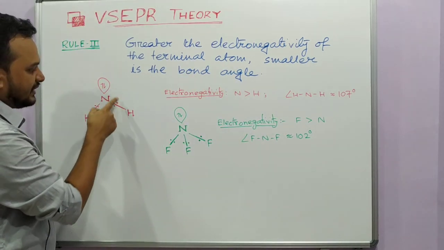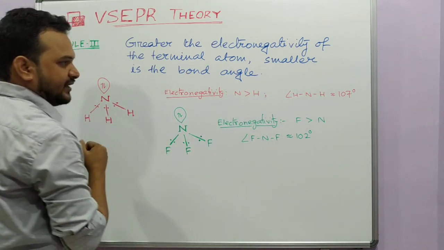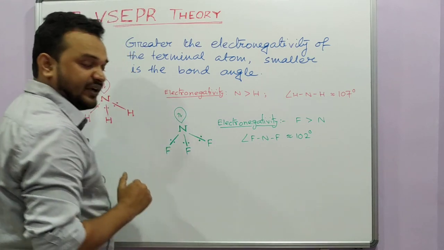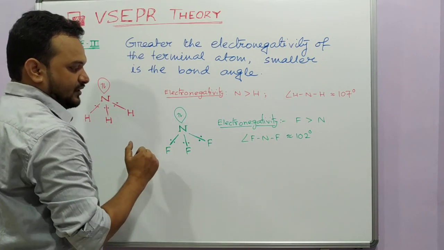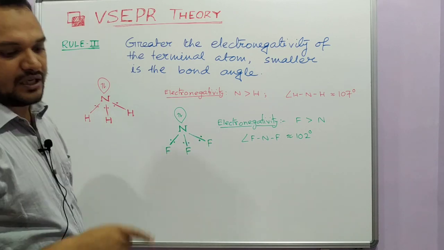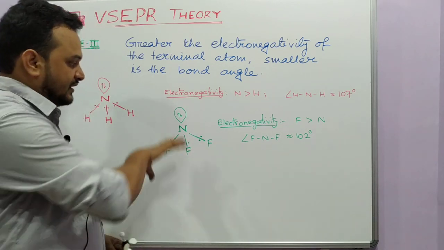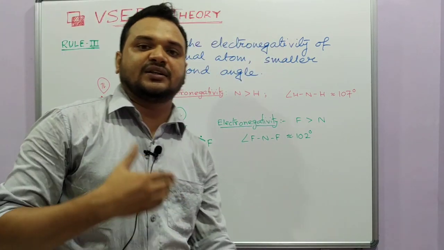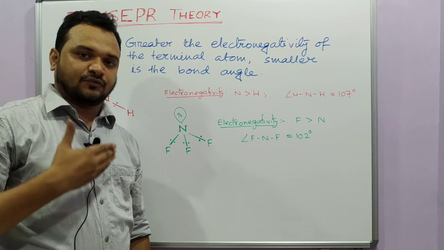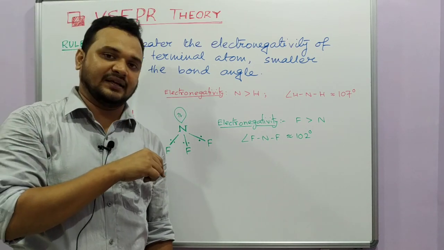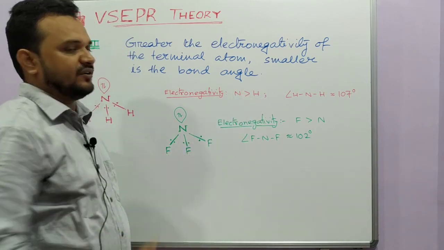Here the lone pair can deviate only about 2.5 degrees, whereas here the lone pair can deviate by almost 7 to 7.5 degrees. So when the electronegativity of terminal atoms is increasing, the electron pairs tend to shift towards the terminal atom. As a result, their distance is increasing, the repulsive force is becoming weaker, so the lone pair can easily deviate the angle, and hence it shows a greater deviation of bond angle.